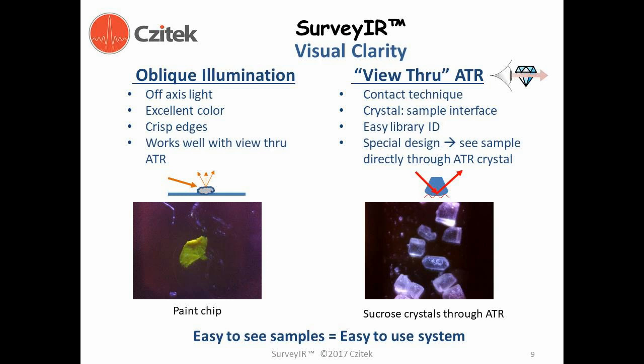in comparison with other illumination methods. Another unique feature that is very beneficial is the view-through diamond attenuated total reflection, or ATR, attachment. ATR is a contact technique. Samples are measured by bringing them in contact with a hard, chemically inert crystal, such as diamond. The SurveyIR Diamond ATR allows the observation of samples through the ATR element and visualization of contact, providing ease in use and confidence that the sample area of interest is analyzed. ATR measurements also minimize sample preparation. The image quality observed through the ATR is excellent, as shown in this image of sucrose crystals illuminated obliquely.